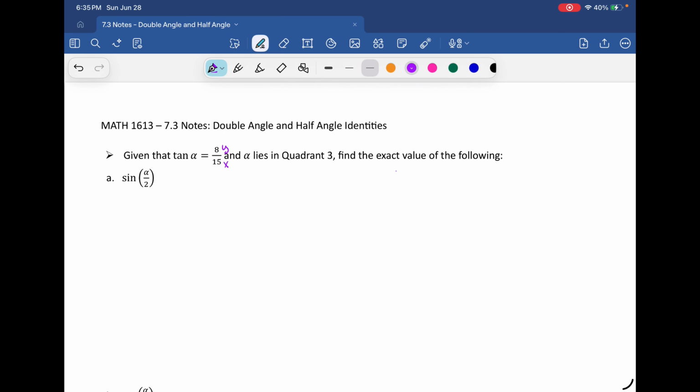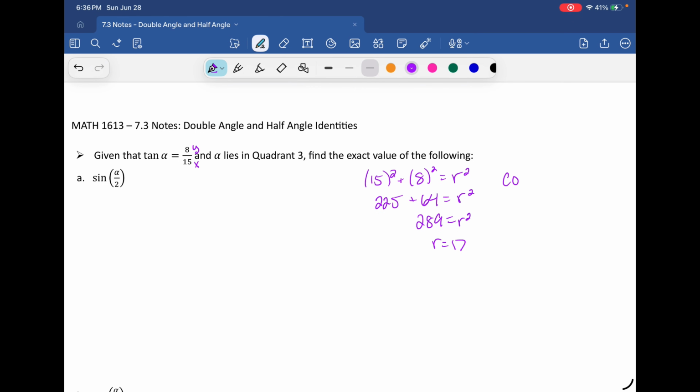So I've got x squared plus y squared equals radius squared. So that's 289, which is 17. Okay, which would make cosine alpha x over radius. Since we're in quadrant 3, this is negative.